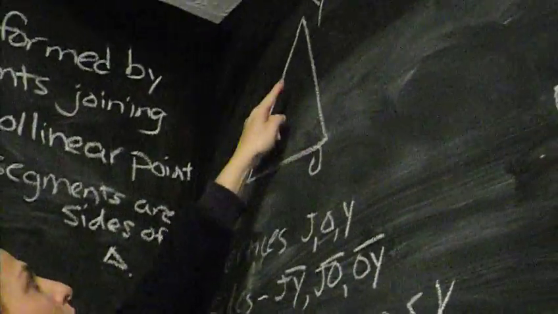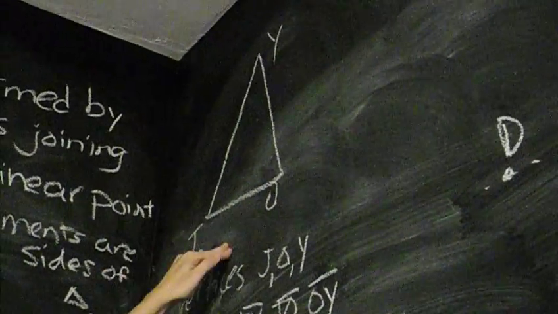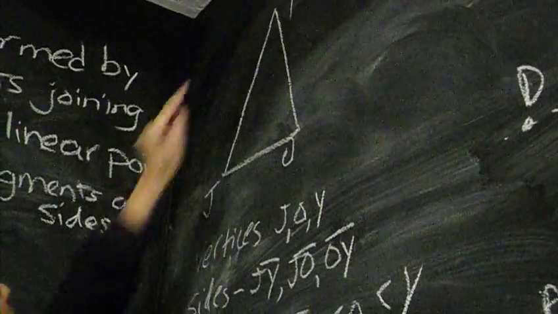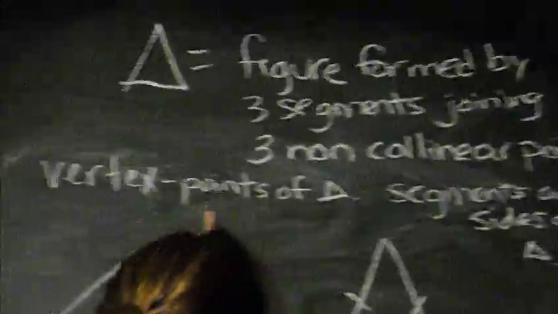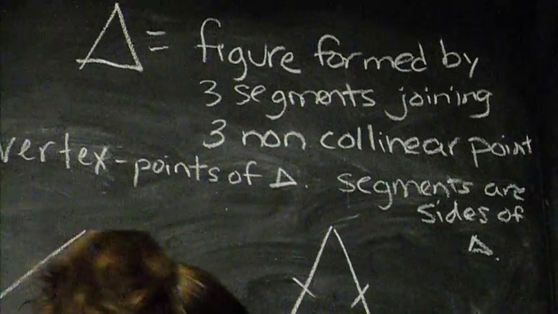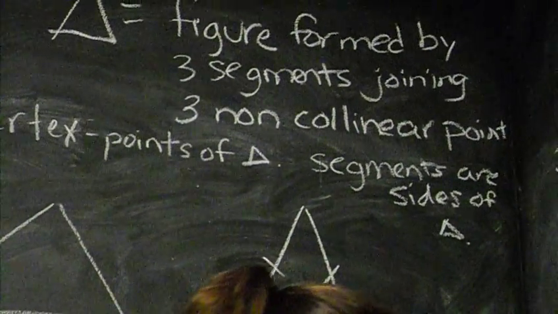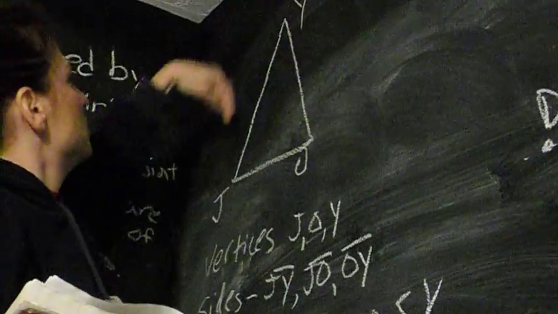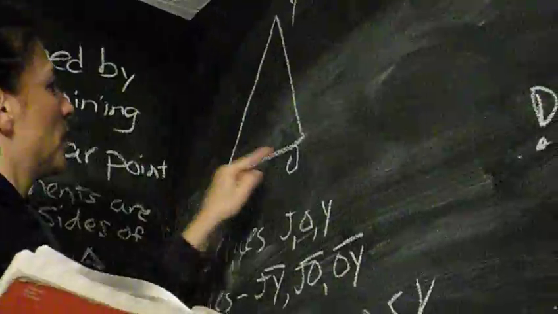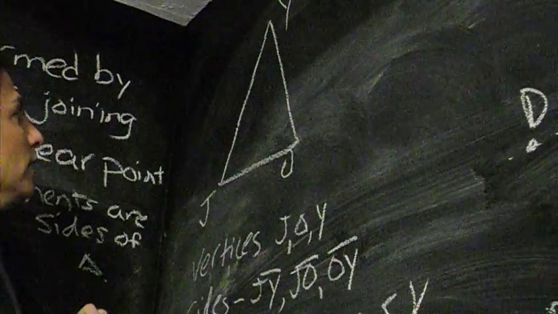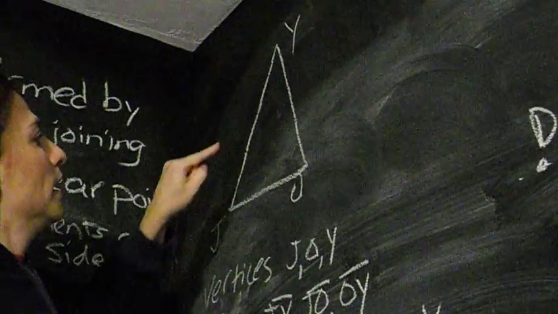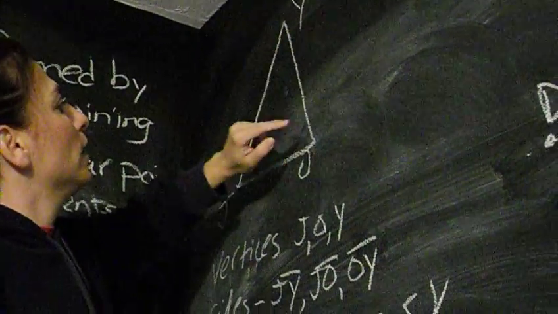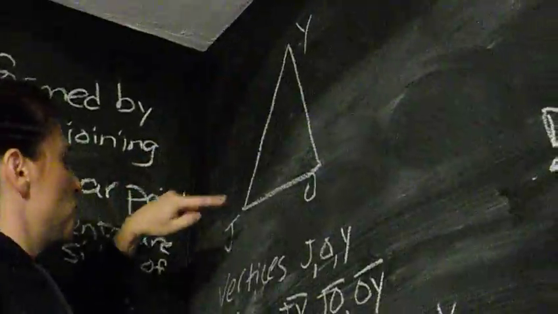These angles right here are called the vertices. That's plural for vertex. This is your vertex, this is your vertex, and this is your vertex. A vertex is the points of the triangle, and the sides of the triangle are obviously segment OY, segment JY, and segment JO. And the angles of this triangle would be angle J, angle O, and angle Y. And of course, we could call that angle JOY, angle OYJ, or angle YJO.